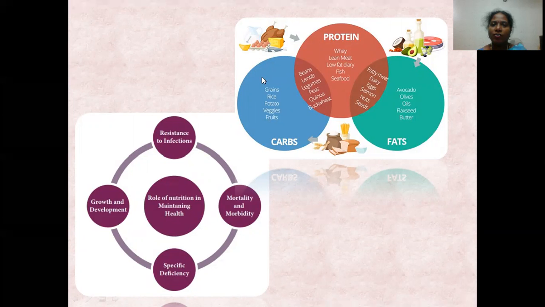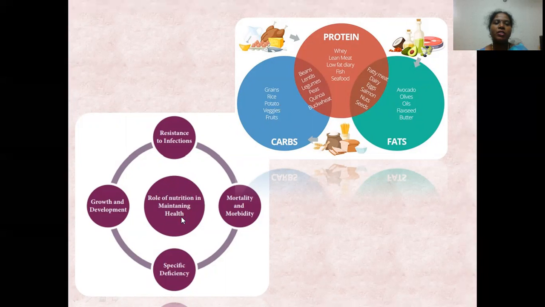And again, these are the sources of carbohydrates: grains, rice, potatoes, veggies, and fruits. Beans, lentils, legumes, peas, quinoa, and buckwheat also contain some amount of carbohydrates. Rich sources of proteins are whey, lean meat, low-fat dairy, fish, seafood. We also have fatty meat, dairy, eggs, salmon, nuts, seeds. Avocado, olives, flax seeds, and butter are rich in fats.